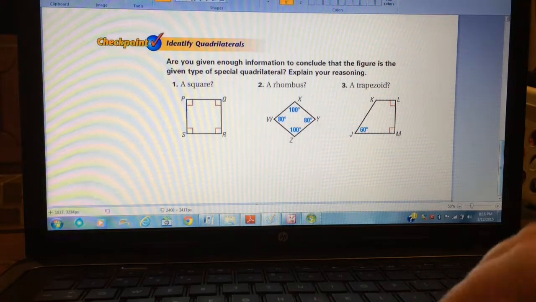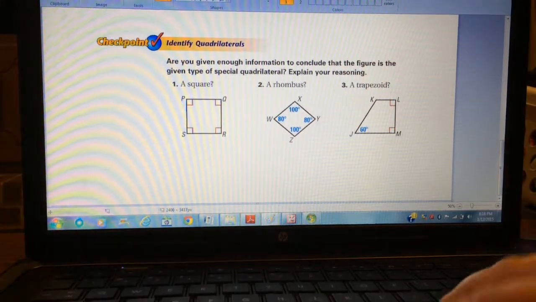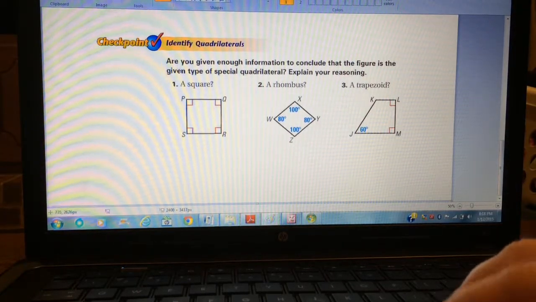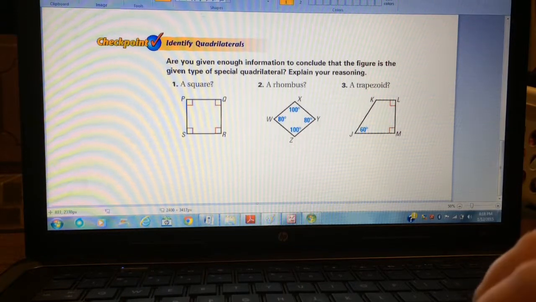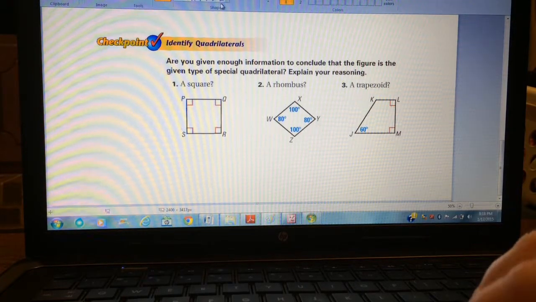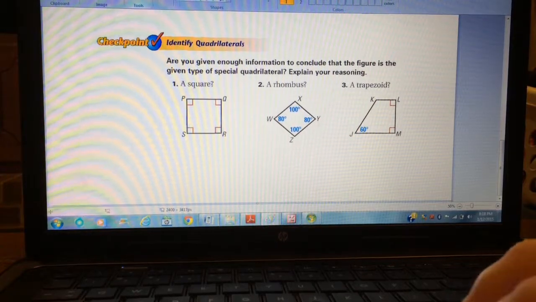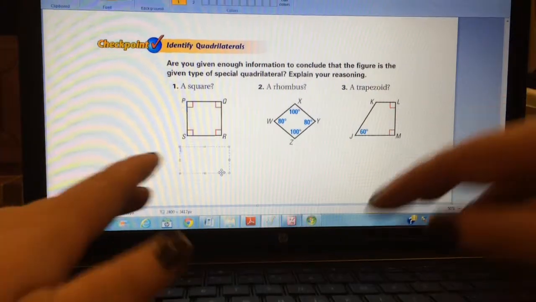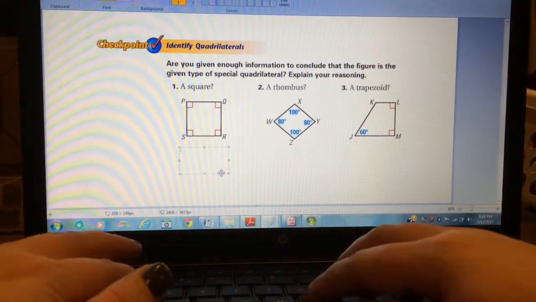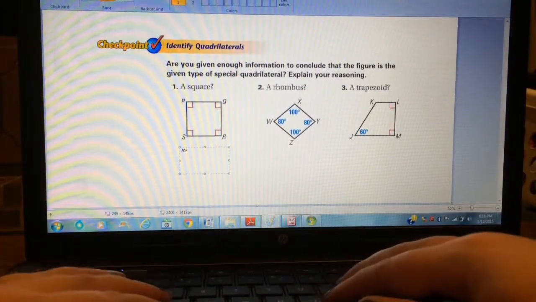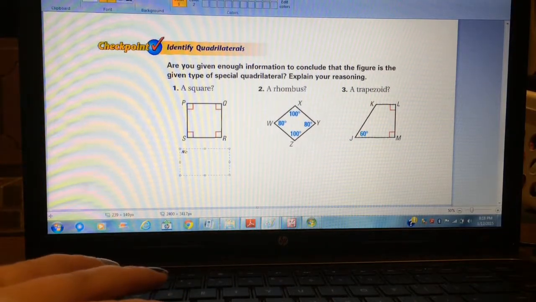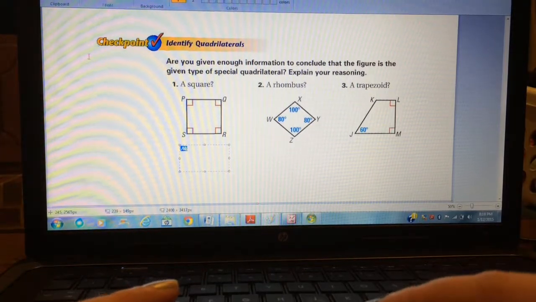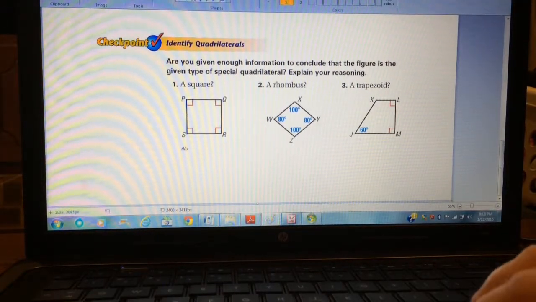Alright, so looking at number 1, let me read the instructions first. It says, are you given enough information to conclude that the figure is the given type of special quadrilateral? And I see that while the figure has 4 right angles, it doesn't say anything about the measurement of the sides. So although it looks like it might be a square, we have to say no, because the sides aren't congruent according to what they've given us. Make that a little larger.